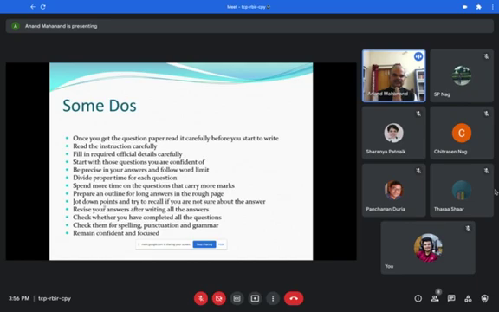So no writing should be done immediately. Writing should be done with planning. Okay. You have to plan and write. And no writing is final. You remember that.